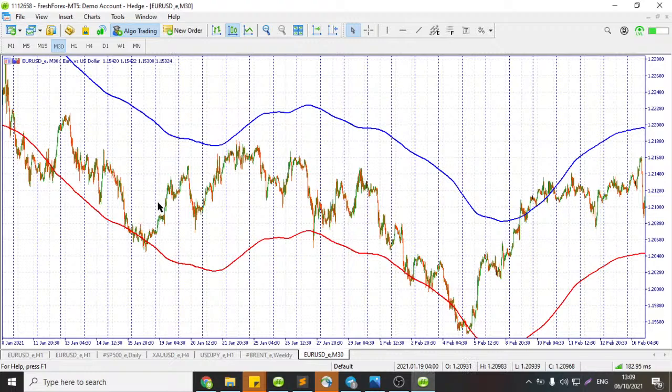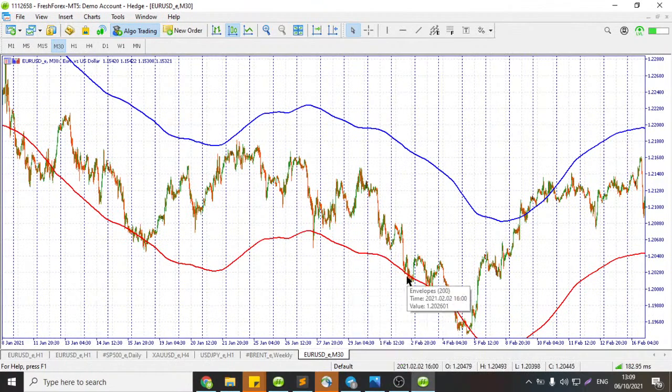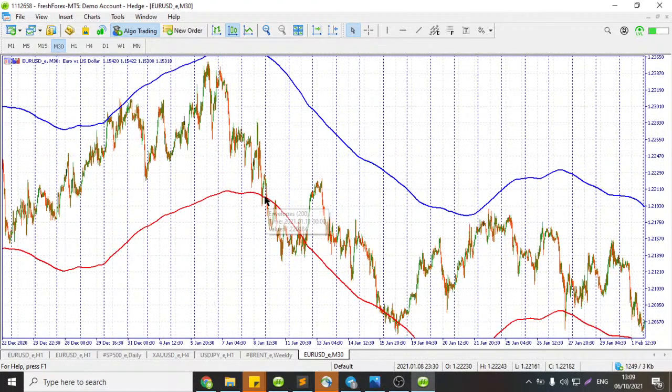Does that make sense? So while this is a good place to buy from, this is a good place to buy from, and this is a good place where you could have taken a buy from. So we have another signal here, we have a buy here, we have a buy here, and we have a buy here.